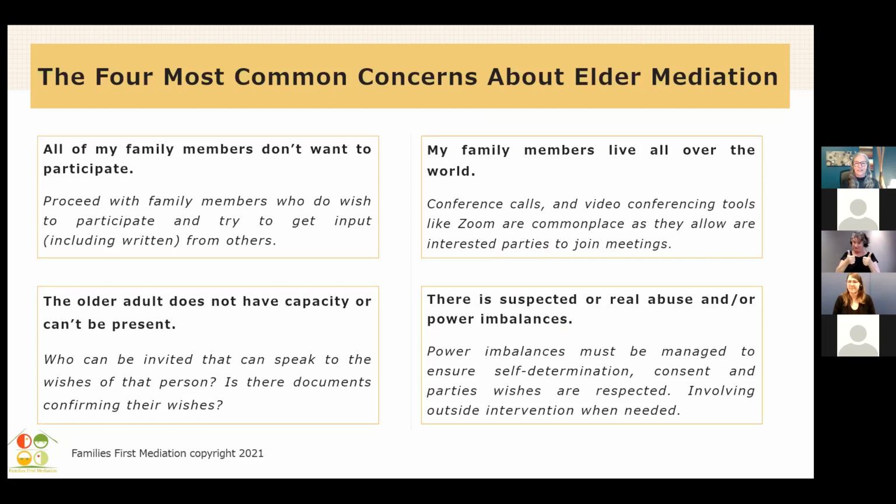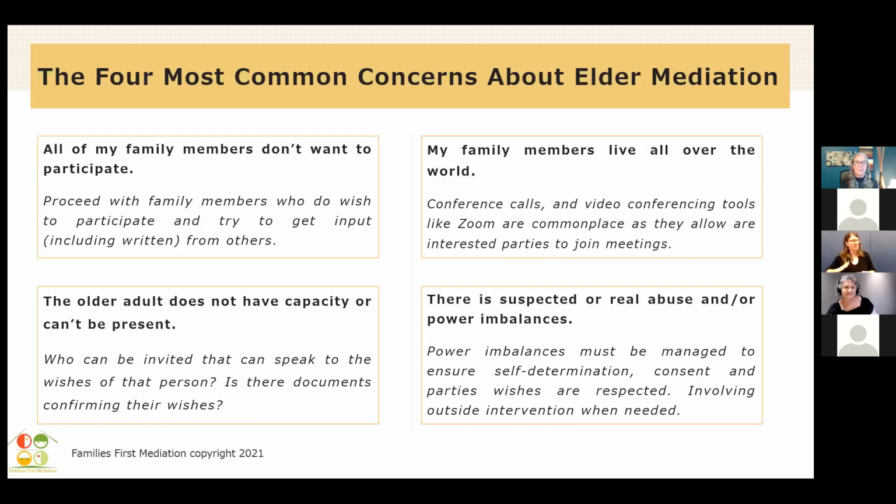So the four biggest concerns that we hear in elder mediation: all of my family members don't want to participate, so this won't work, right? Kind of goes back to that separation and divorce. I need both parties to participate or I don't have a mediation. In elder mediation, I have a mediation as long as anybody wants to participate. Those that are interested in participating can participate. And those that don't, maybe we can get creative and do a one-on-one.